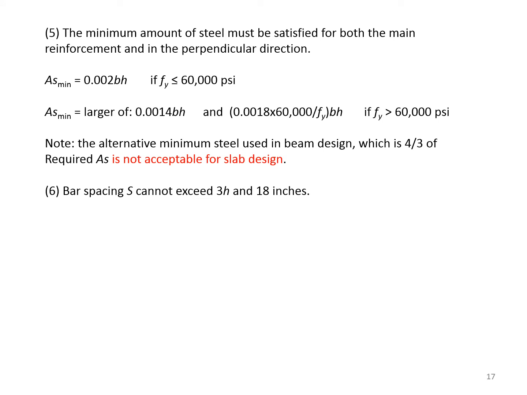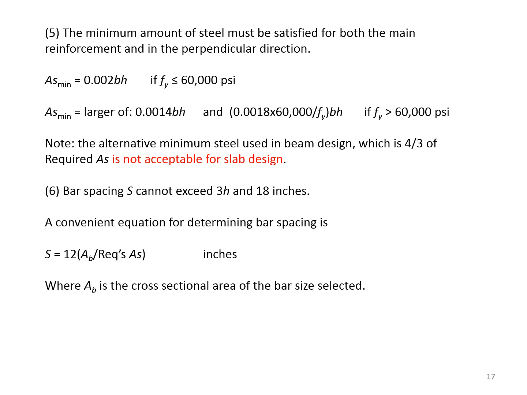Number 6. Bar spacing S cannot exceed 3 times h and 18 inches. A convenient equation for determining bar spacing is S in inches equal to 12 inches times AB divided by required AS, where AB is the cross-sectional area of the bar size selected.